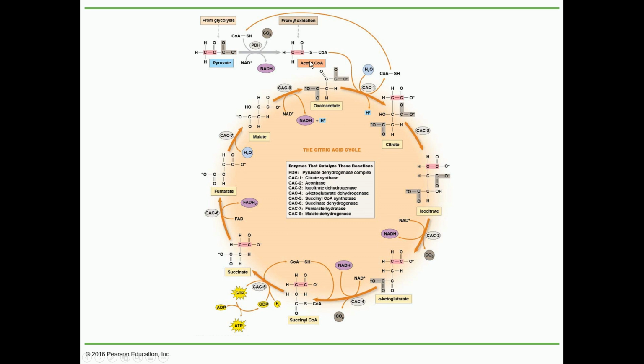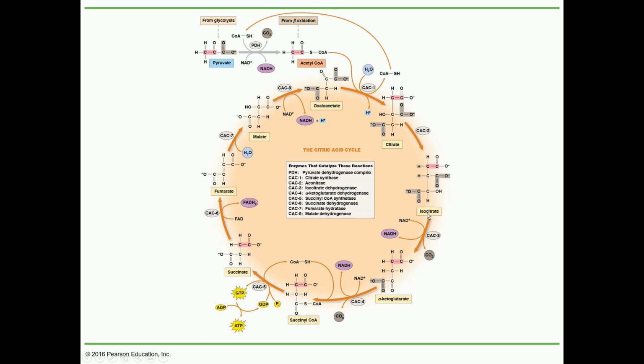So these two compounds combine and form citrate. Citrate has 6 carbons in it. Okay, and the enzyme involved is citrate synthase. Then citrate gets converted into isocitrate, and the enzyme involved is aconitase.